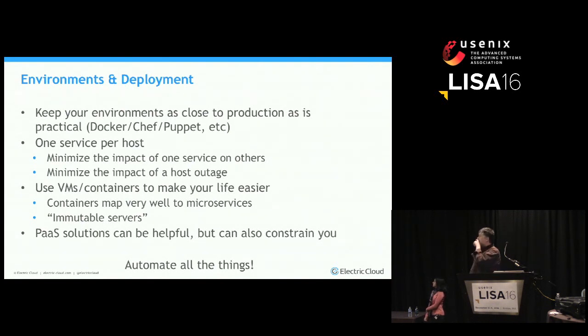A little bit about environments and deployments. Keep the environments for your development and your testing as close to production as possible. That's easier said than done in some cases, but do try. Do X as code as much as possible. That will obviously help you. One service per host, minimizing the impact of one service on the other. Use VMs and containers to make your life easier. Containers, Docker and microservices are peanut butter and jelly in many ways. They're both out there to do one thing and do it well, so they're very frequently used together.